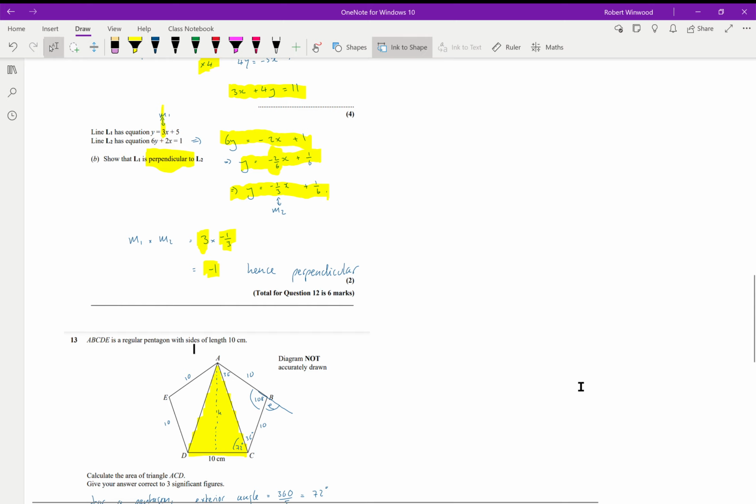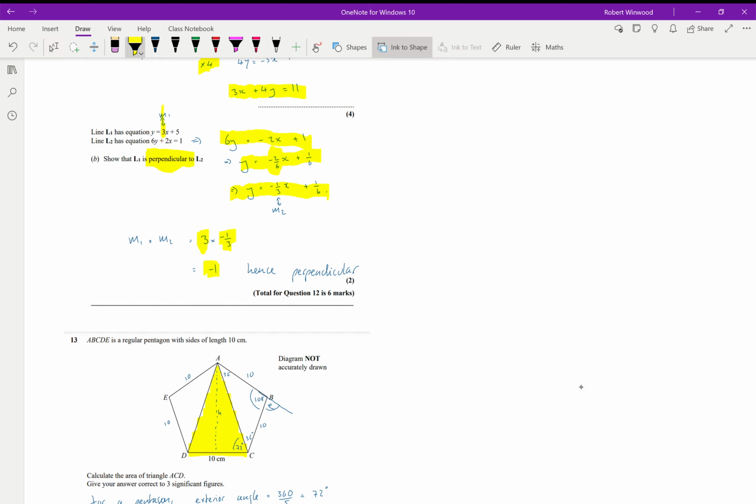This is quite a tricky one, but there's a lot of marks here, so do whatever you can and pick up method marks. They've asked me to find the area of triangle ACD. Now, there are more complicated ways you can do this question using the cosine rule and the formula half ab sine C, but because it's so early in the paper, it must also be possible to do it with simpler methods, and that's what I've done here.